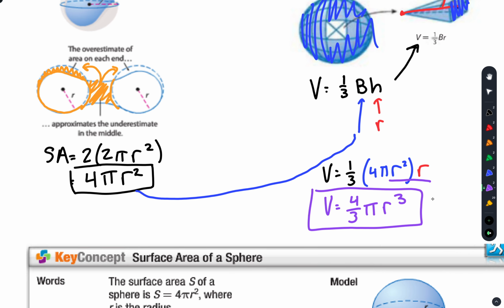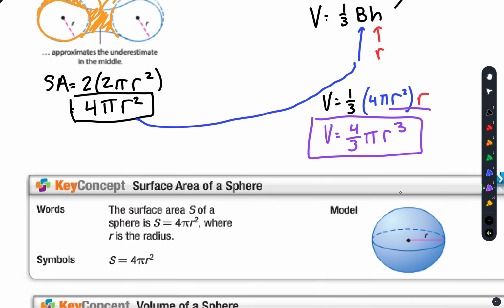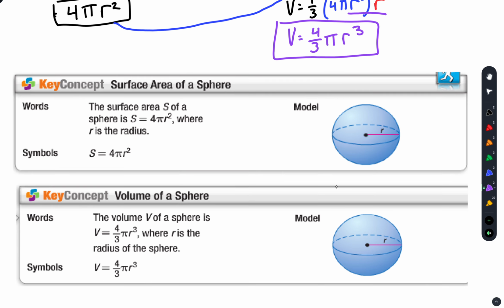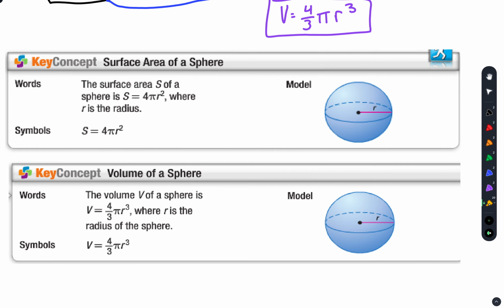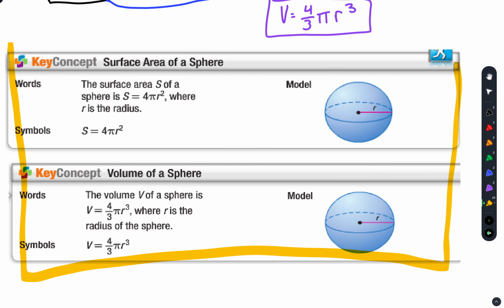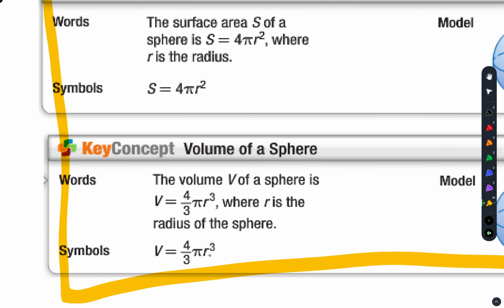Any questions on those two formulas? Those two formulas are down here as well, so a nice little visual representation for us. The one key difference, obviously the numbers in the front are different: surface area uses a 4, volume uses a 4/3. But the most important difference that we need to keep in mind is that surface area uses radius squared, where volume uses radius cubed. Okay?